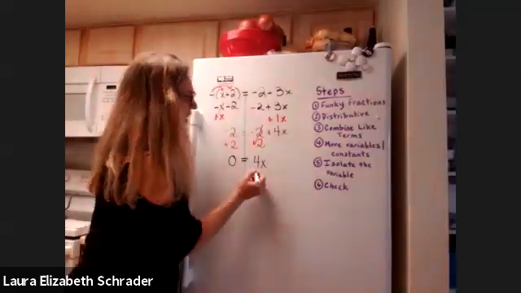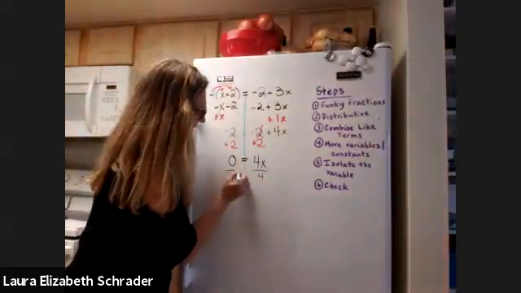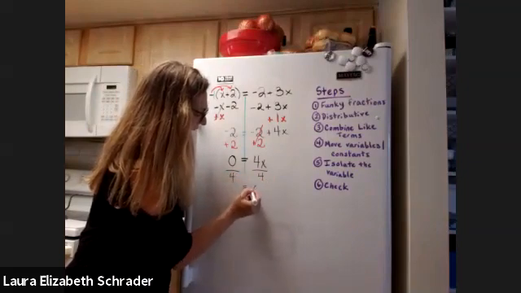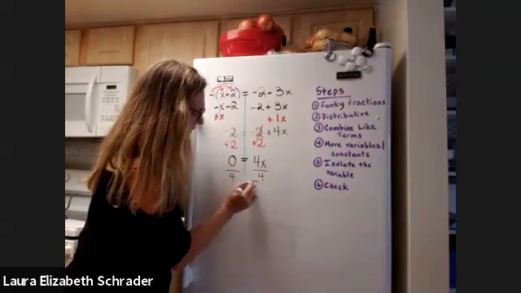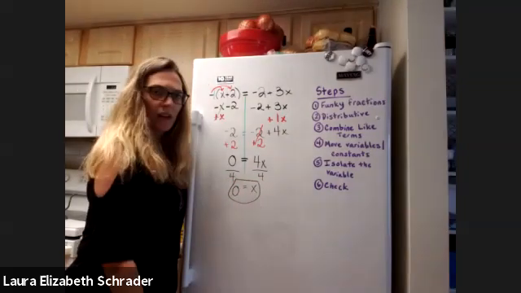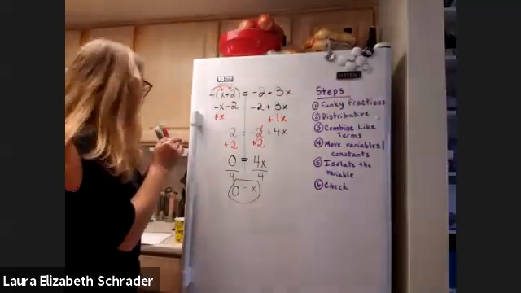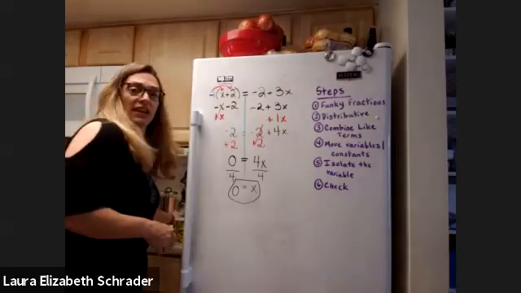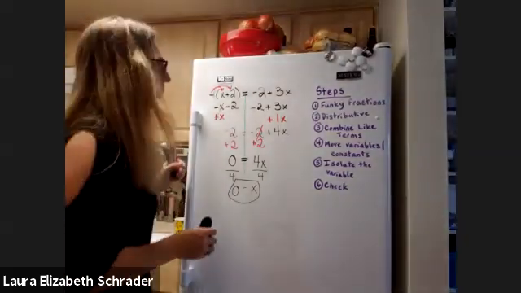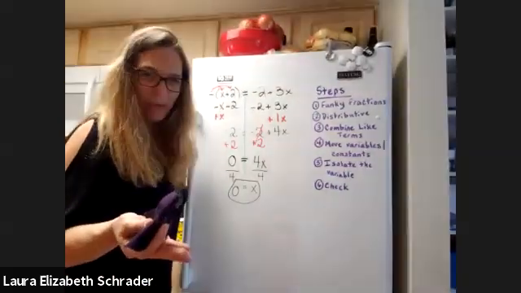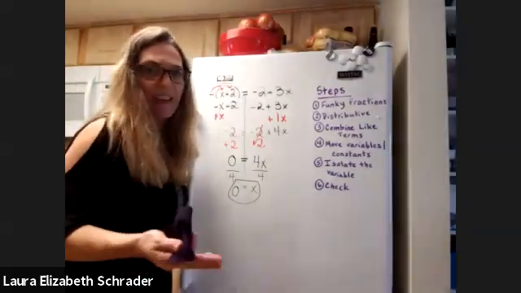Okay, so to finish it off, I'm going to divide by 4 on each side. When I do that, I get x is equal to 0. Now, I will tell you, a lot of times when you get 0 as an answer, you think you did something wrong. But we now know to check, right? We could check and see if we did something wrong.